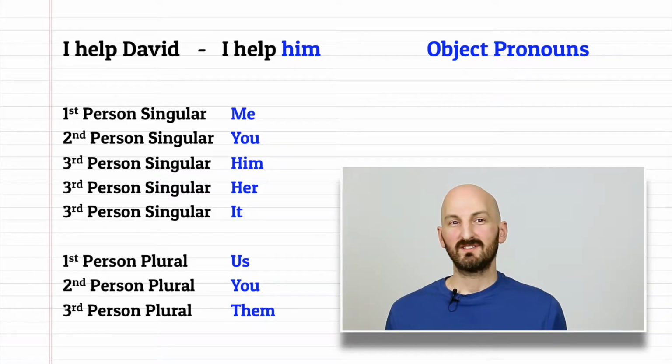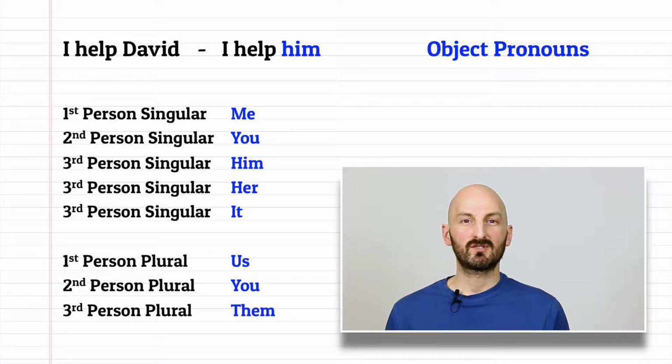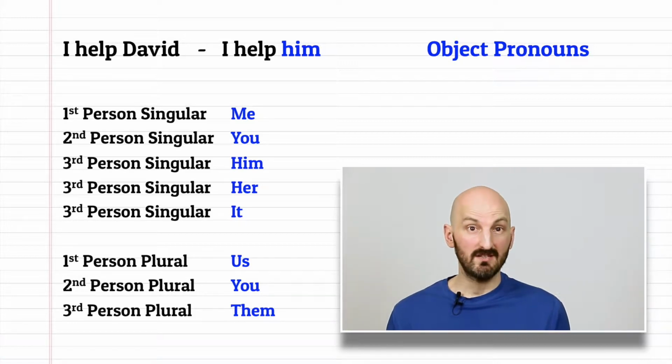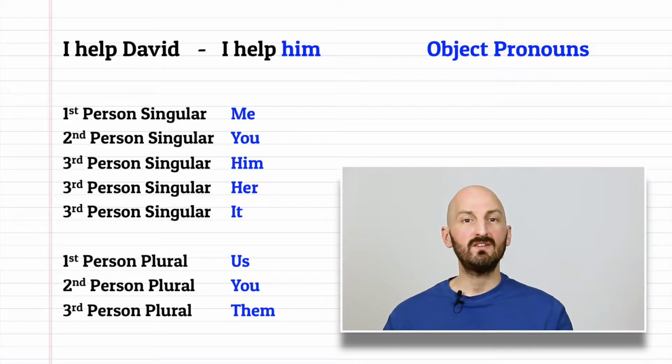So, what are object pronouns? I help David. This is a simple sentence that describes the speaker and someone called David. The subject of the sentence is I, and the object is David. We use the noun David because we're introducing the new person into the conversation. It's new information. But what happens when the meaning is already obvious, when we already know we're talking about David? Well, we use an object pronoun instead.